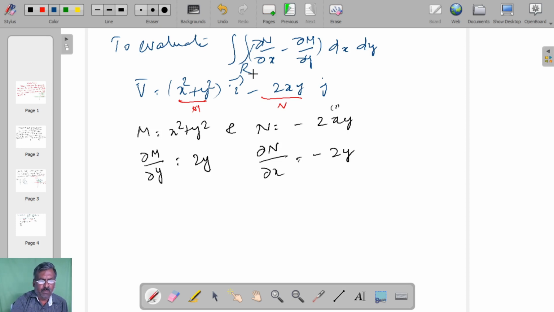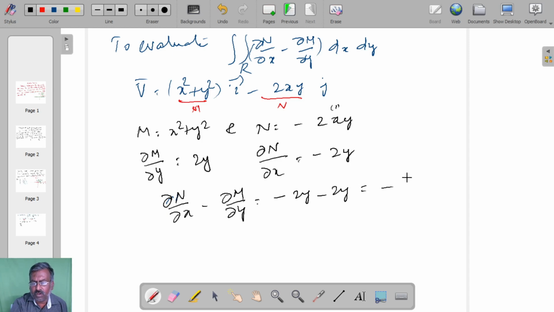So next we are going to find dou n by dou x minus dou m by dou y. So dou n by dou x is minus 2y, minus dou m by dou y is 2y. So totally minus 4y. Then the order of integration is dx dy.